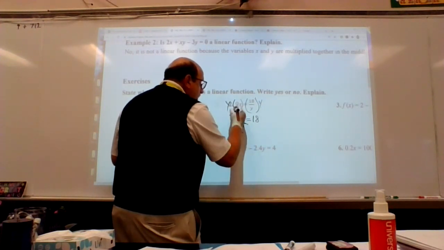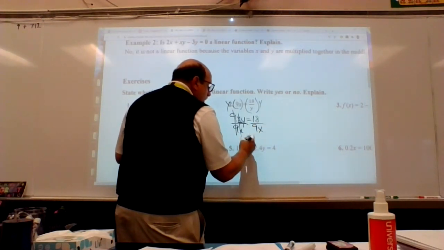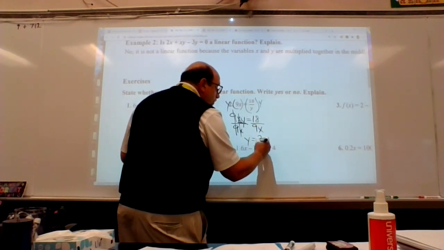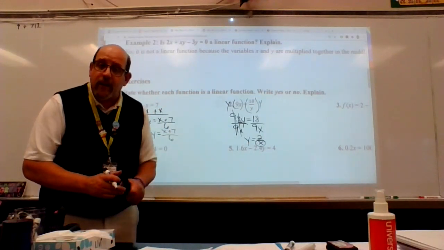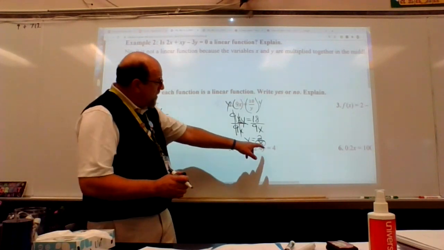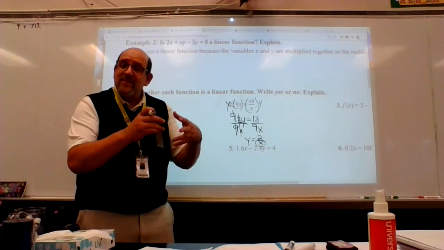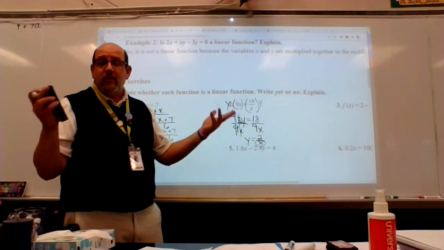Divide both sides by 9x, and we would have y equals 18 divided by 9 is 2 over x. Oh my gosh, we have an x in the denominator, and x can't be in the denominator because if x is 0, this whole thing doesn't exist. We can't divide anything by 0.